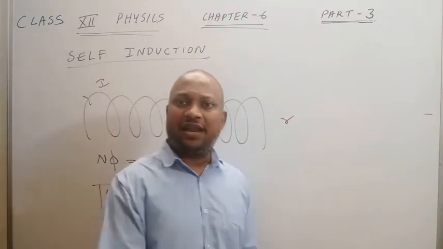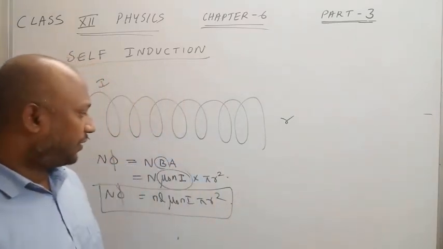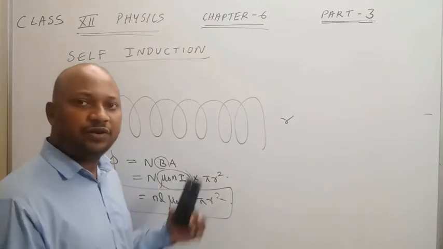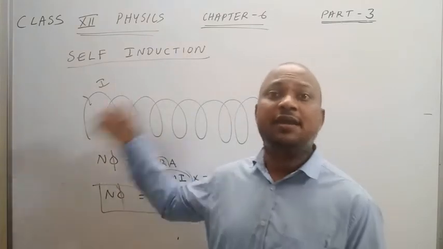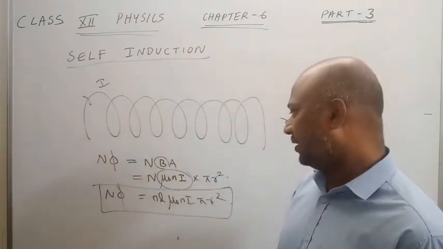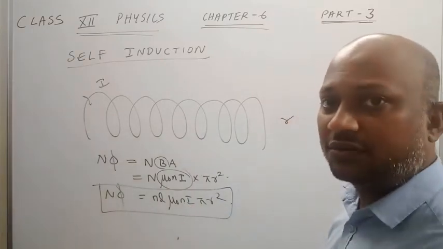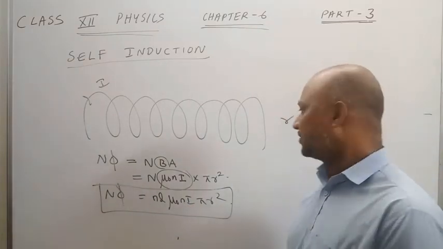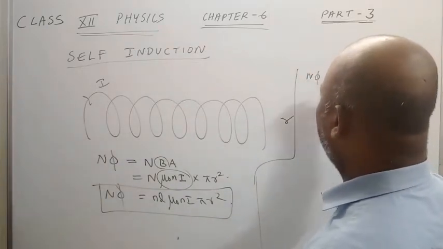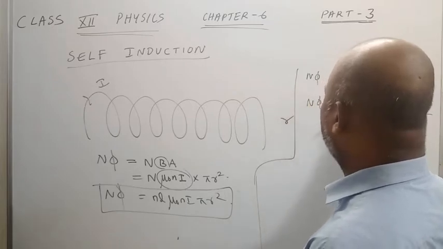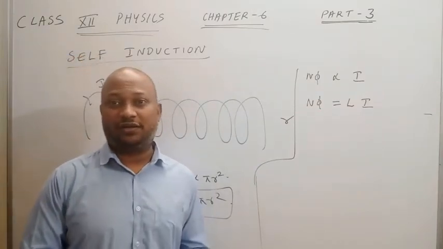So there is an induction here and a new current will be induced, but the new current induced will depend on the flux, and the flux will depend on the current which you are already passing. So that is very clear. N phi is proportional to I here because all other things are constants. So we can simply write N phi is proportional to I, and N phi is equal to L i, where L is the self inductance of the coil.